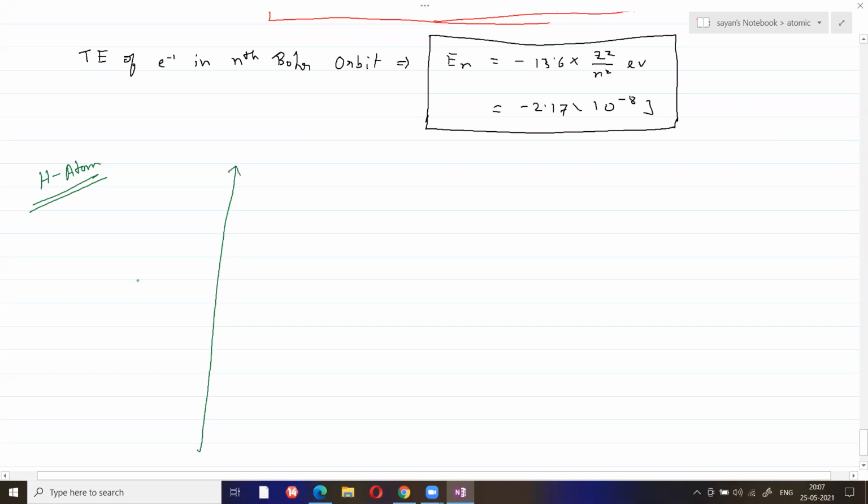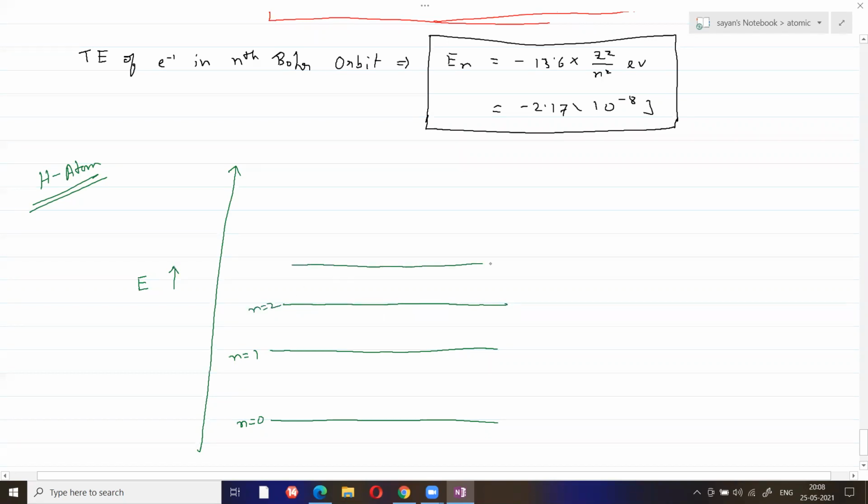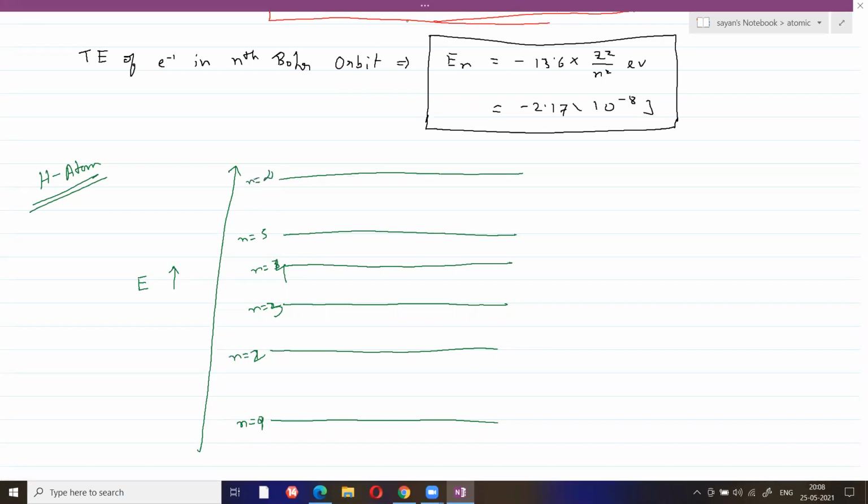This is the energy level diagram. This is the ground state, n equals 1, n equals 2, n equals 3, n equals 4, and then n equals 5, and up to when n equals infinity.